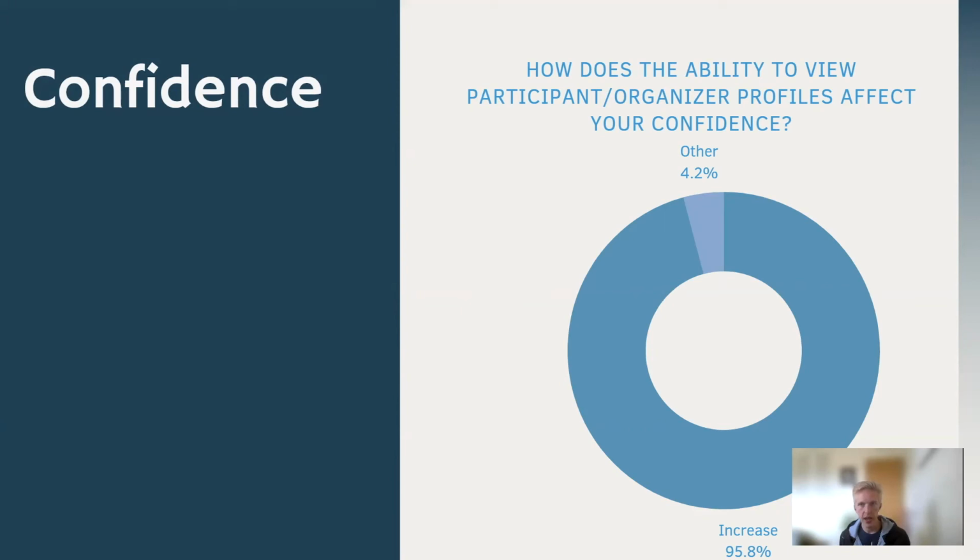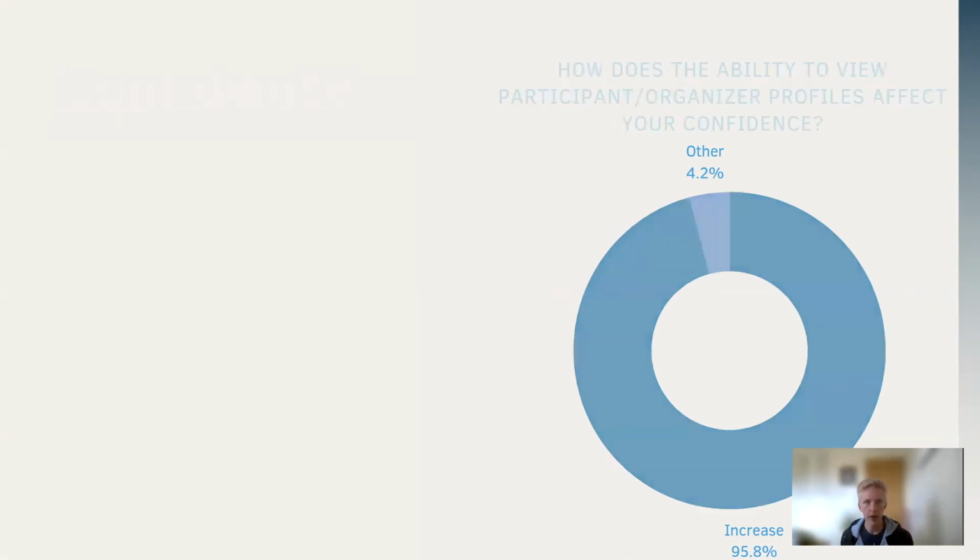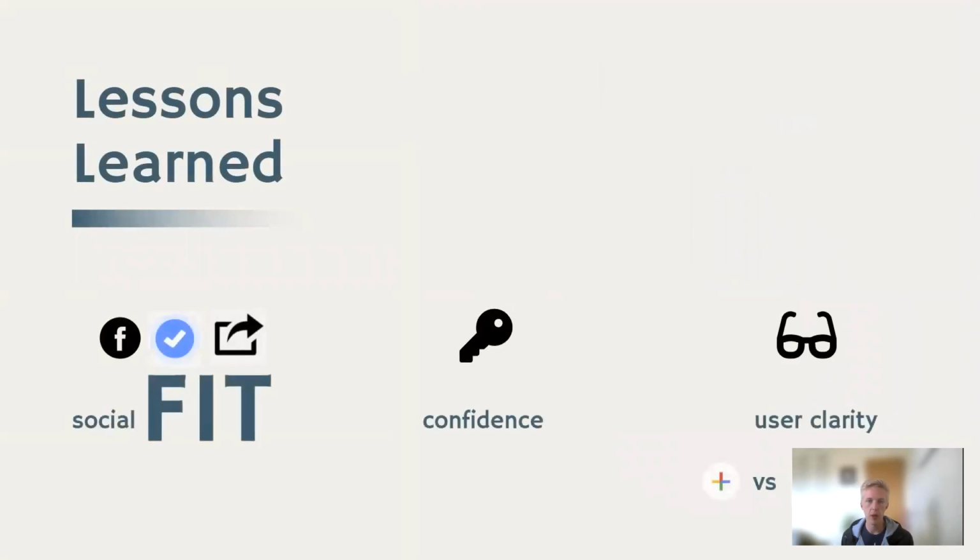And something else interesting that we found was that if someone clicks on an event and they see that someone else that they know, a friend, is going to that event, their confidence increases exponentially. There's virtually no nervousness or anxiety after that to attend events where they just know at least one person. And so overall, we're really pleased with those lessons learned.